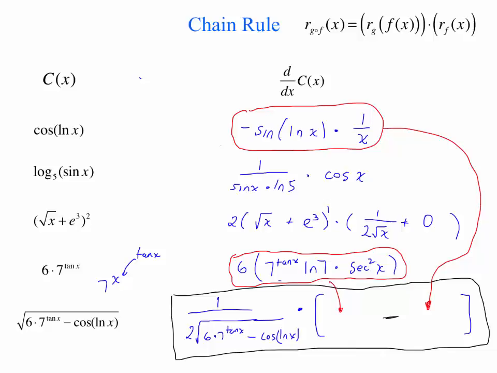Questions on the last one? Yeah. Instead of putting the 6 times 7 tan x minus that whole thing on the bottom, can we just put it to the negative 1/2? Yeah, so this is the same as this thing to the negative 1/2, if you prefer that. Yeah, that's fine. That thing to the negative 1/2. It's the same. Yep.